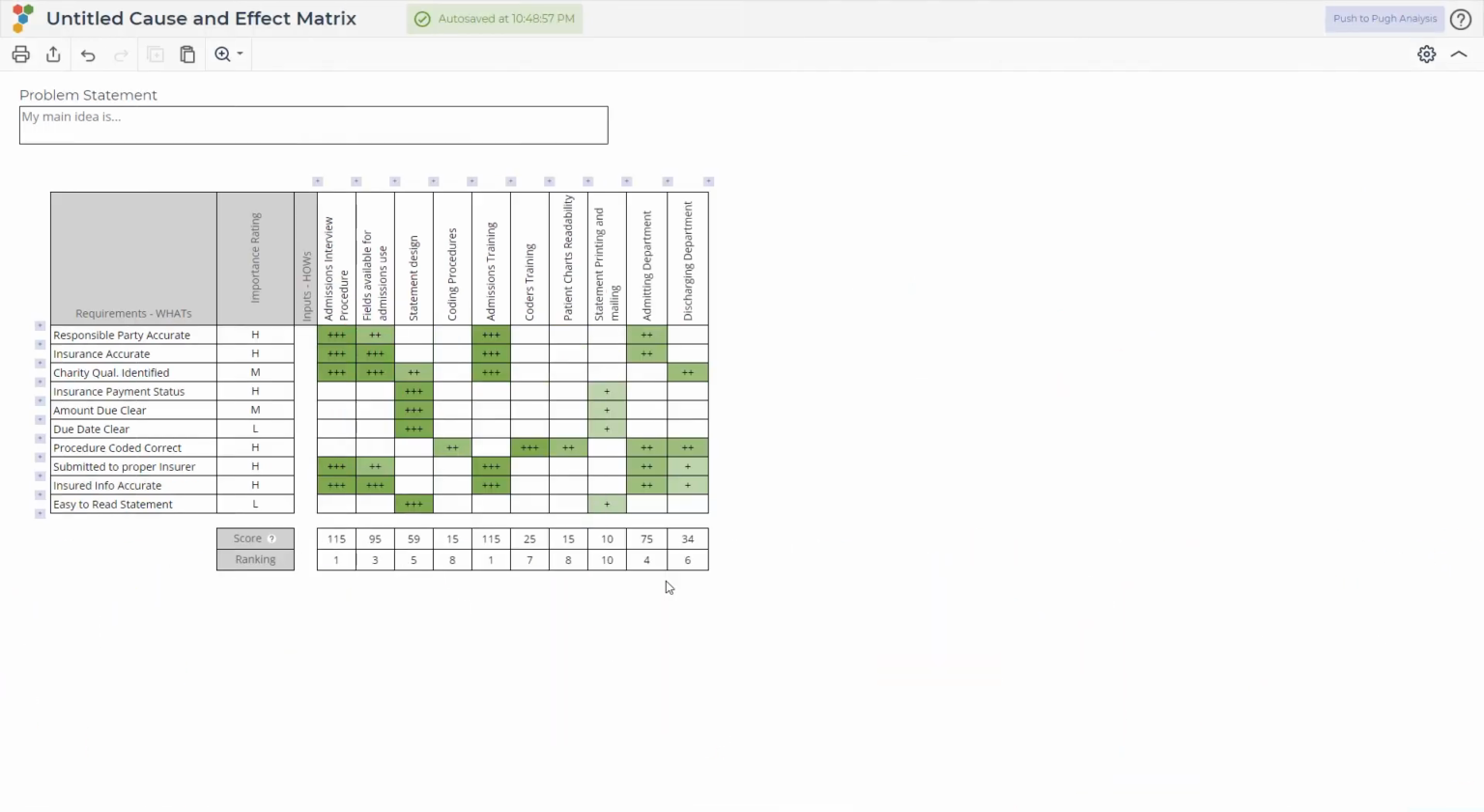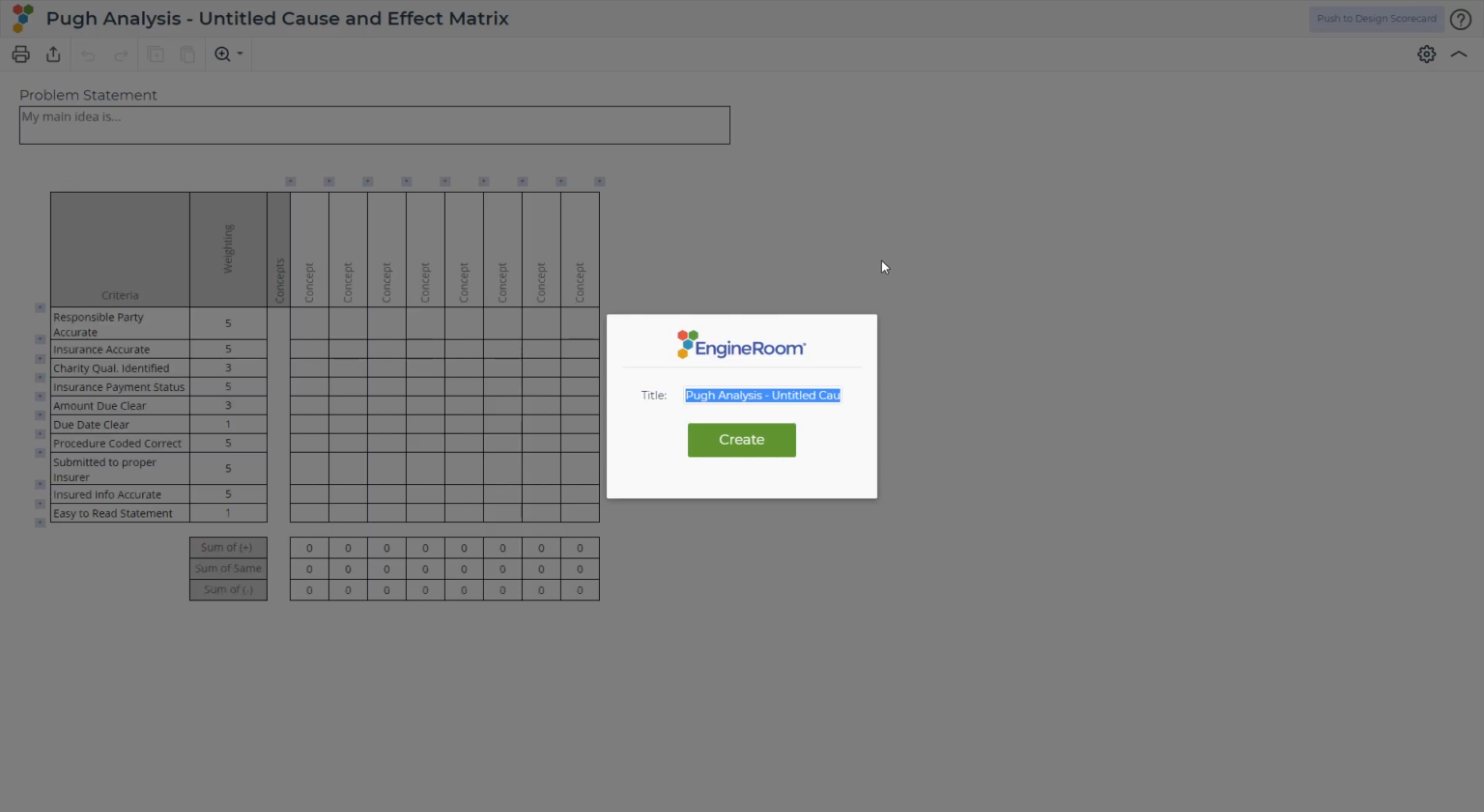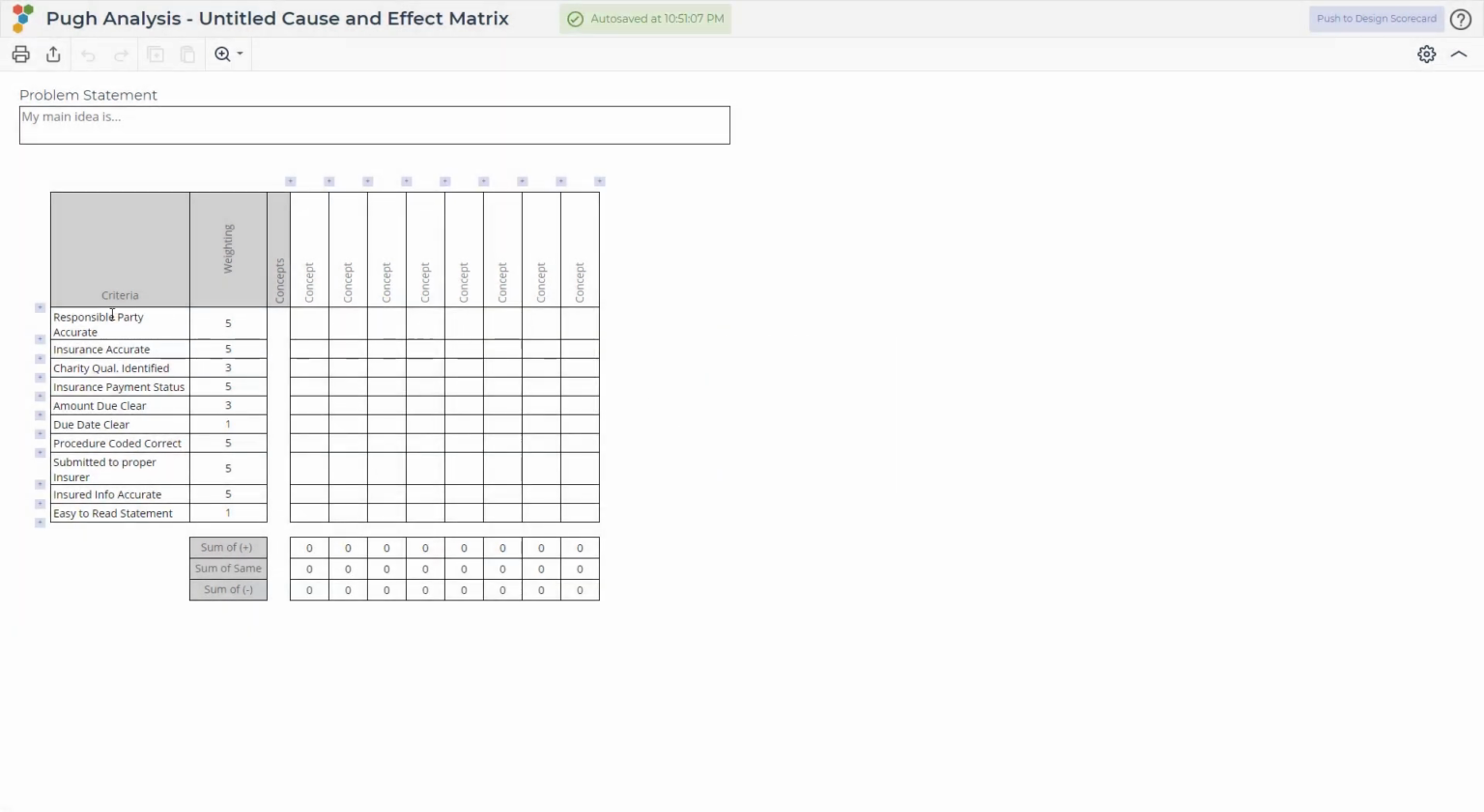Once you have a completed cause and effect matrix, you can start brainstorming concepts by pushing the CTQCs from this matrix into the Pugh analysis. The Pugh analysis will then allow you to find superior concepts for tackling those CTQCs. Click on the button in the upper right corner to push your CTQCs into the Pugh analysis. Notice that your CTQCs and weightings are now listed on the left side of this matrix.